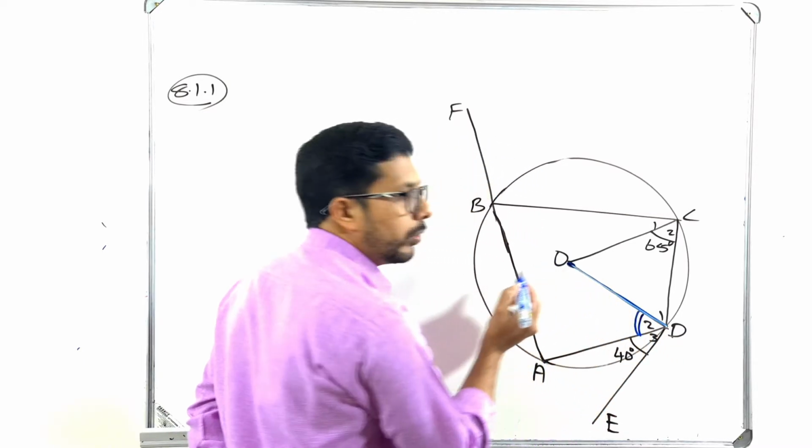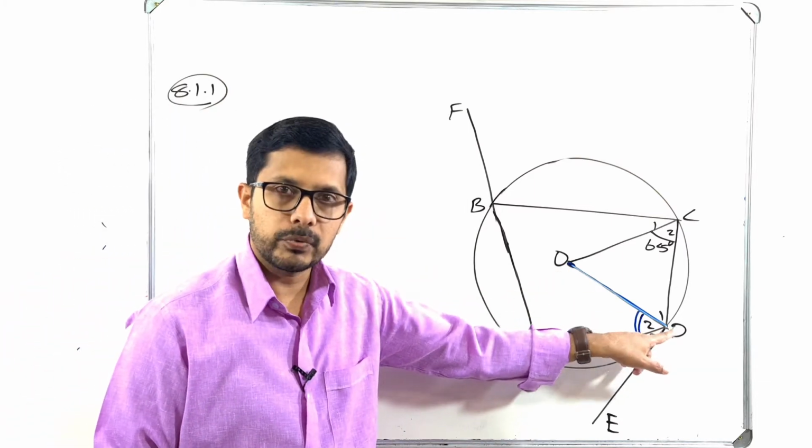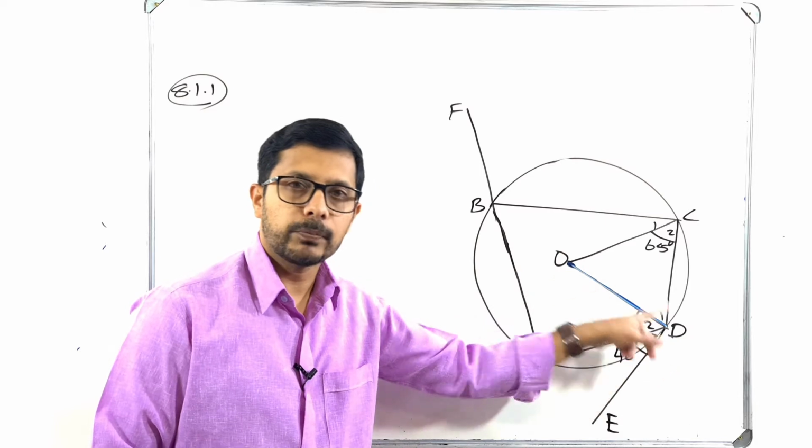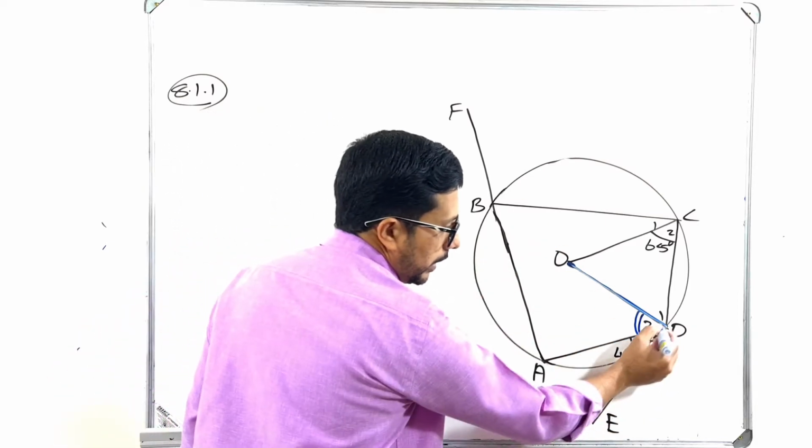Can you see the line OD? And what is that line OD? O is the center and D is on the circumference. That means this OD is a radius. Am I right? Okay. Now, what about this line ED?